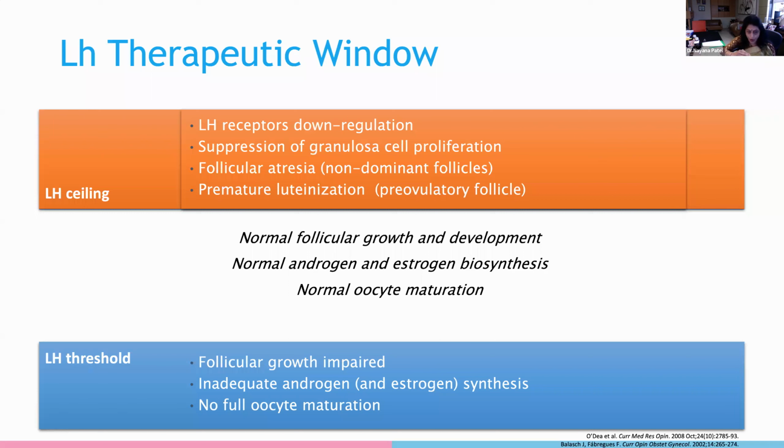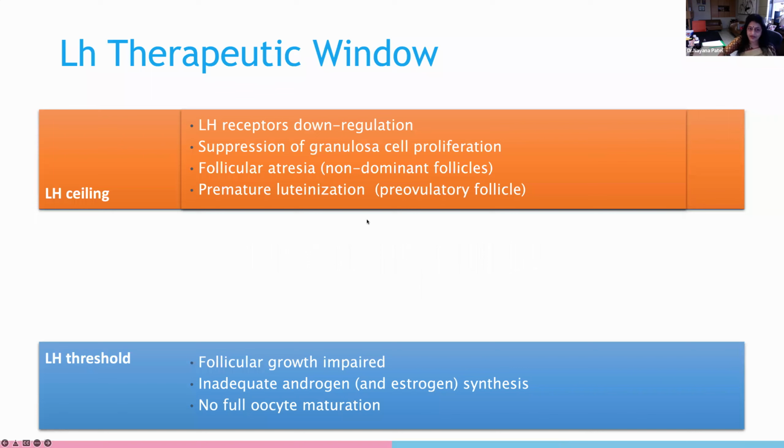If the LH is low, that is, it has not crossed the threshold, the follicular growth will be impaired, with inadequate androgen synthesis and poor follicular and oocyte maturation. If you cross that ceiling, then there will be downregulation, suppression of granulosa cell proliferation, premature luteinization, and follicular atresia will happen. And that's why sometimes in PCO patients, towards the end, we start giving LH so that the small follicles which are growing become atretic, and only the dominant ones will grow.